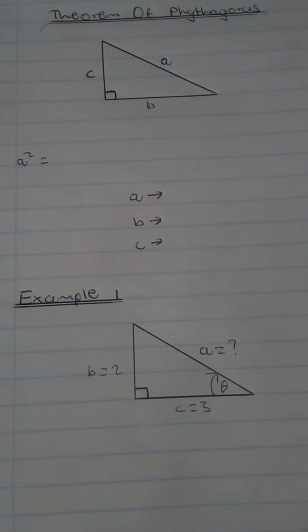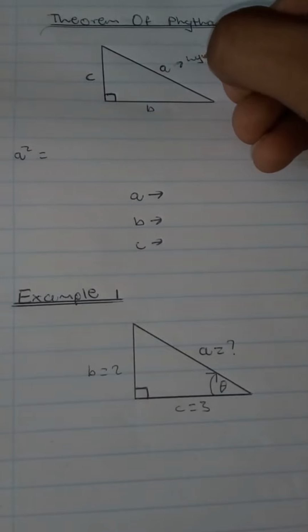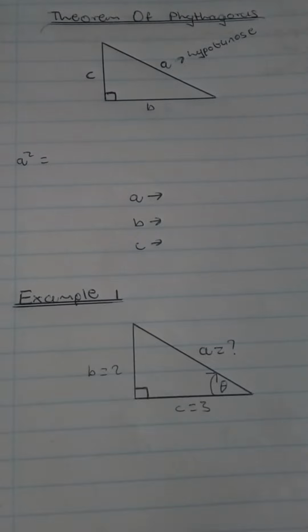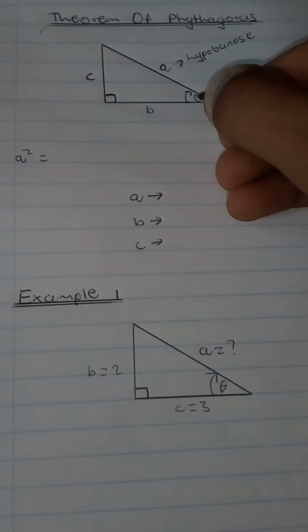Theorem of Pythagoras. What is it and how does it work? It only applies on a right-angled triangle. As you can see, we have three sides, A, B, and C. A is the longest side of this triangle, called the hypotenuse. B is the adjacent side, because it is adjacent to this angle.